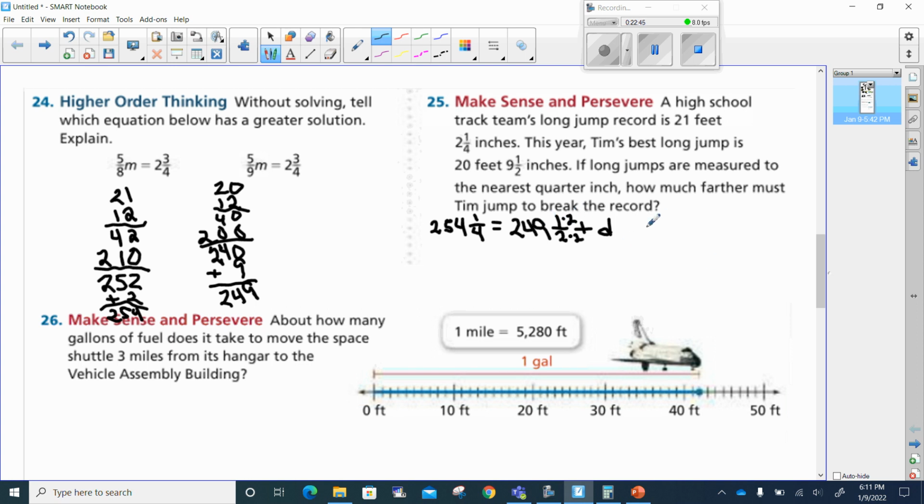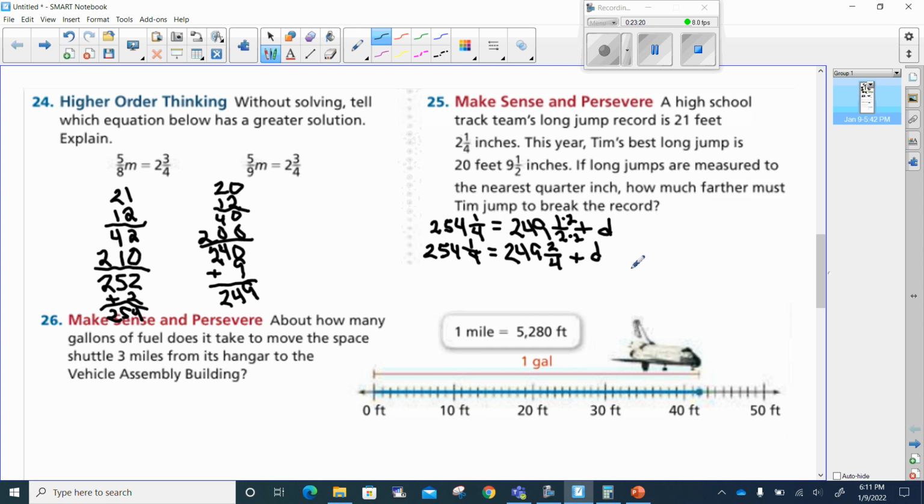So let's go ahead and rewrite this. This is going to give us 254 and 1/4. This is going to be equal to 249. And 1 times 2 is 2. And 2 times 2 is 4. And then we're going to add d.